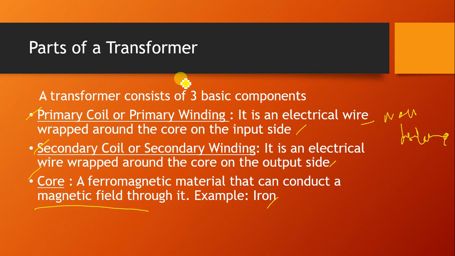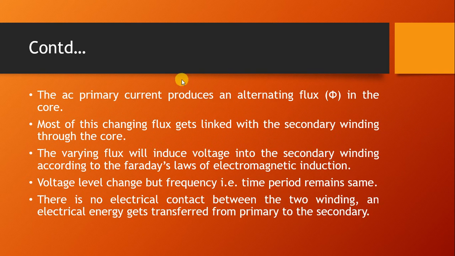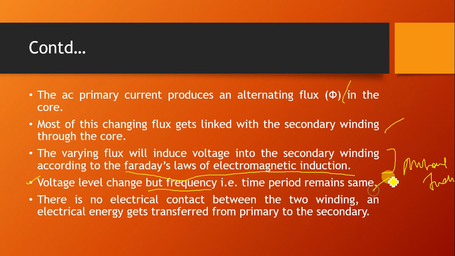There are no moving components in a transformer; the moving components are zero. The AC primary current produces alternating flux in the core. Most of this change in flux gets linked with the secondary winding. The varying flux will induce voltage into the secondary winding according to Faraday's law of electromagnetic induction. This induction is called mutual induction. The voltage level changes but the frequency remains the same. In a transformer, that's the biggest advantage: f will be constant.